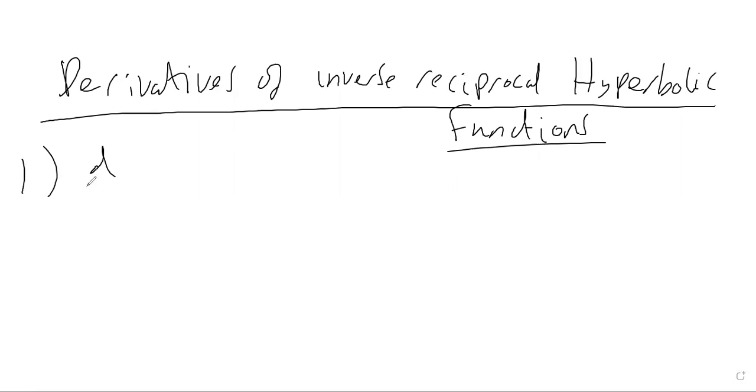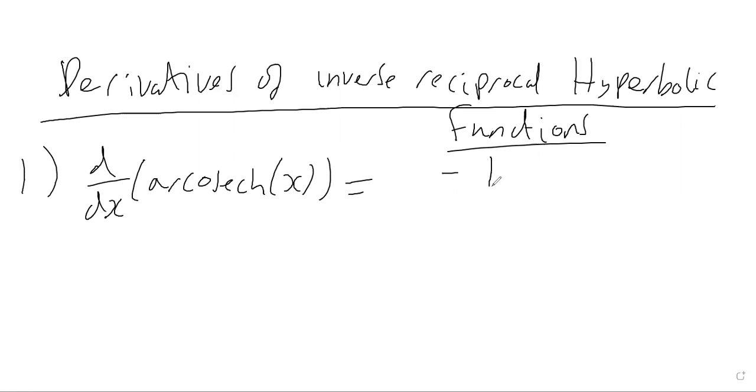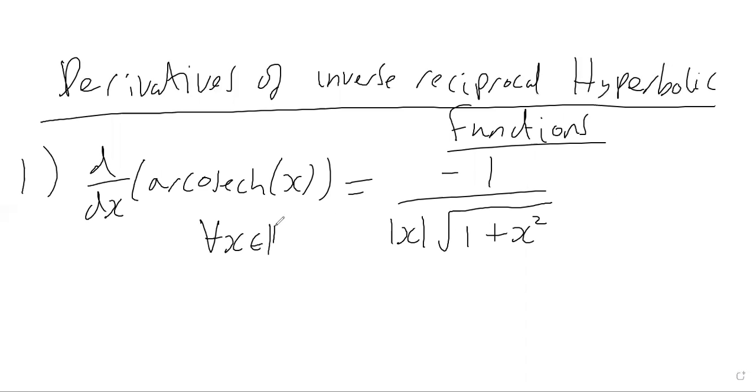So the first one we did was differentiate the ARCOSECH function, so the inverse cosech function. And the result we got when we did this was -1 over the modulus of x multiplied by the square root of 1 plus x squared. In terms of the domain of values in which this derivative is defined, it's defined for all x values in the reals apart from 0. So when x equals 0, we don't have a defined result.